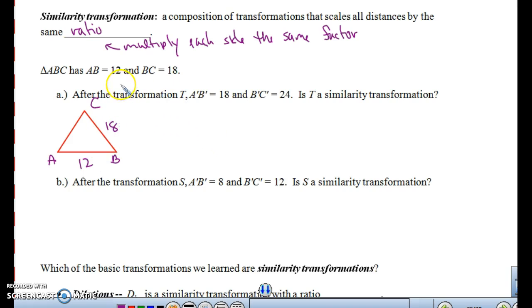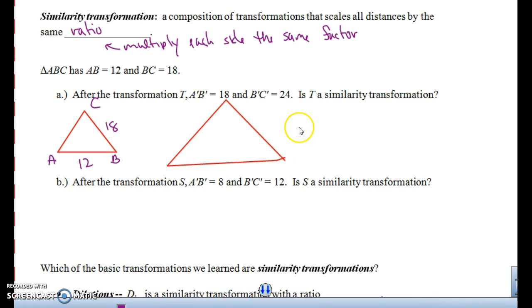Now, I'm going to do a transformation where A prime, B prime is 18. So I'm going to actually have a bigger triangle. I don't know how big, but it's going to look something like this. And then I have A prime, B prime, C prime. So A prime, B prime is 18, and B prime, C prime is 24. Obviously, this is not to scale. All right, is T a similarity transformation?